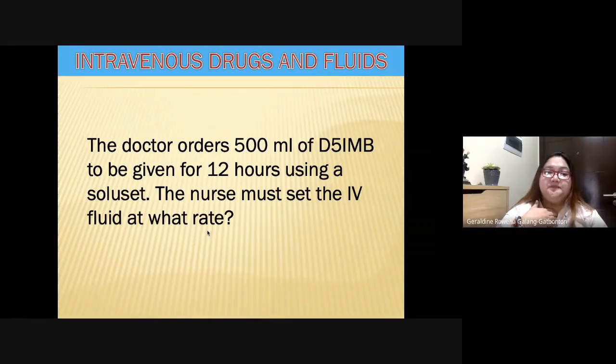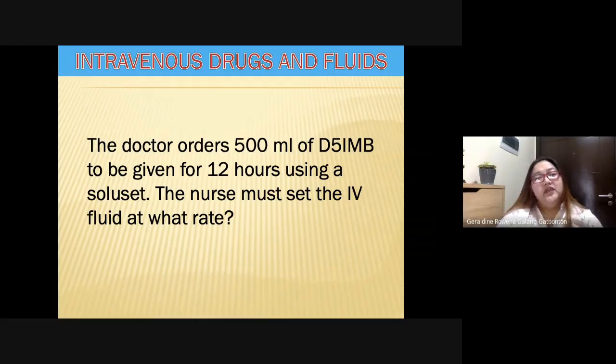Next example. The doctor orders 500 ml of D5-IMB to be given for 12 hours using a Soluset. The nurse must set the IV at what rate? So this time, Soluset siya. Ibig sabihin, microset. Yung kanina kasi, macroset. So ml per hour times drop factor over 60 minutes. ml is 500, hour is 12, drop factor is 60, and then 60 minutes.